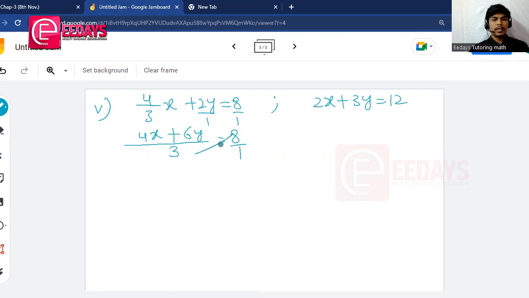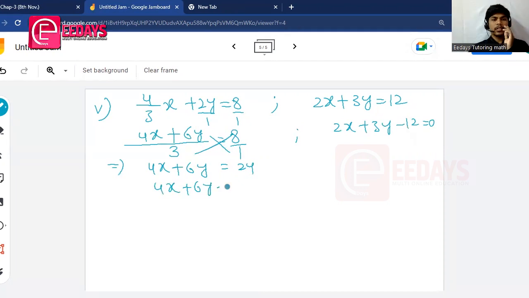Let's cross multiply. So here 2x plus 3y, if we transfer 12 to this side, minus 12. Now let's write 4x plus 6y. 8 3s are 24. Now 4x plus 6y, 24 transferred to the other side becomes minus 24, is equal to 0. So the two equations, the given fractions, you just convert into linear equations like this. I hope you understand. These are the two required equations after converting.